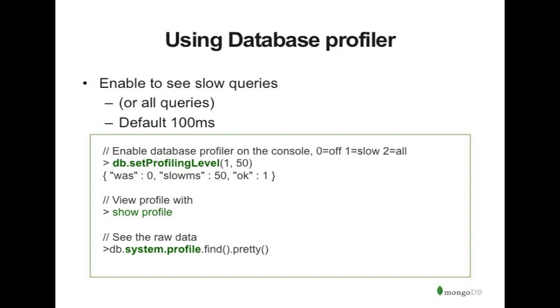The various levels: 0 is off, 1 is give me slow running operations, and 2 basically shows me every operation in the output. And the raw data is stored in a collection, system.profile, and you can query db.system.profile, and then you can look for specific namespaces, specific queries to find things of interest to you to do more on the performance tuning exercise.